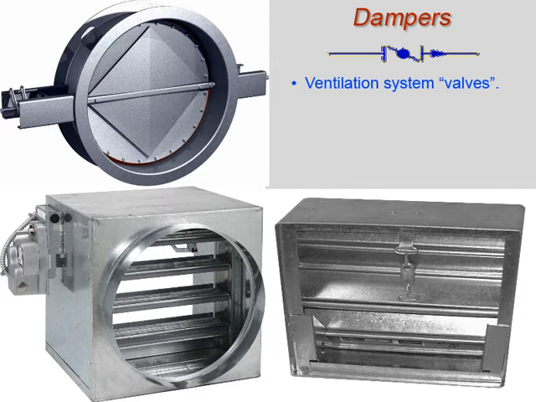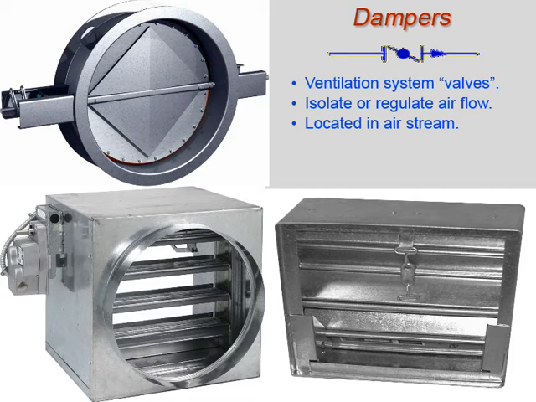Dampers are like valves used to isolate or regulate airflow in ventilation systems. Dampers isolate components such as fans, sections of ducting, corridors, and cells. Dampers are physically located in the airstream and are shut to stop the flow of air. Dampers are also used to prevent the flow of air in an undesired direction, such as from a potentially contaminated area to a clean corridor.